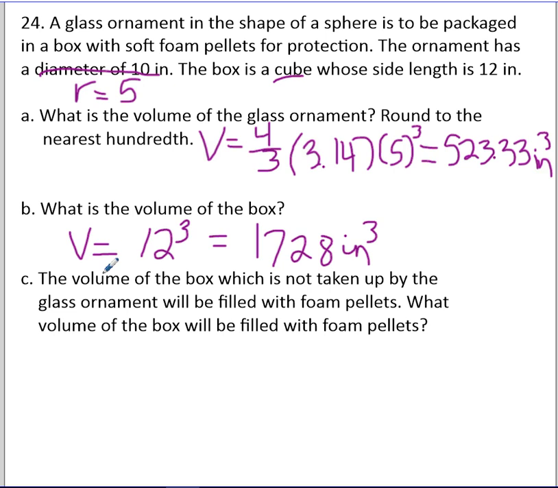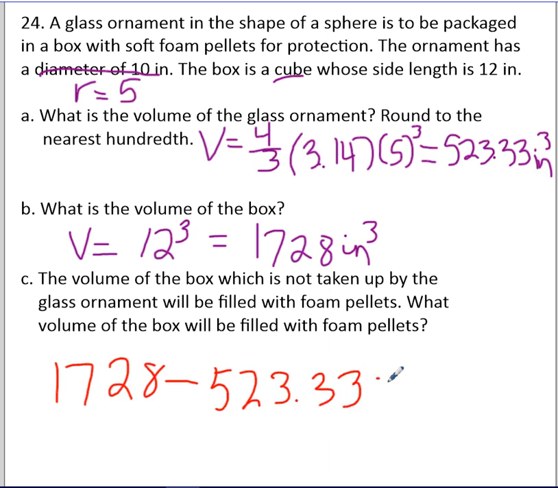And so the space that is left for the pellets will be our total space inside the box, 1728, subtract the space taken up for our ornament, which is 523.33, which gives us a grand total of 1,204 and 67 hundredths cubic inches of foam pellets.